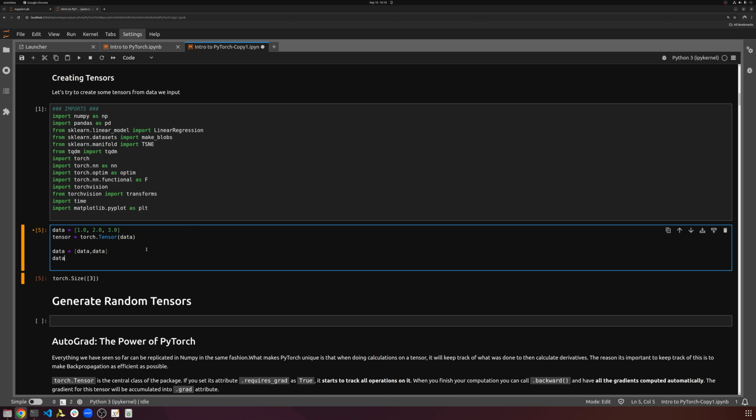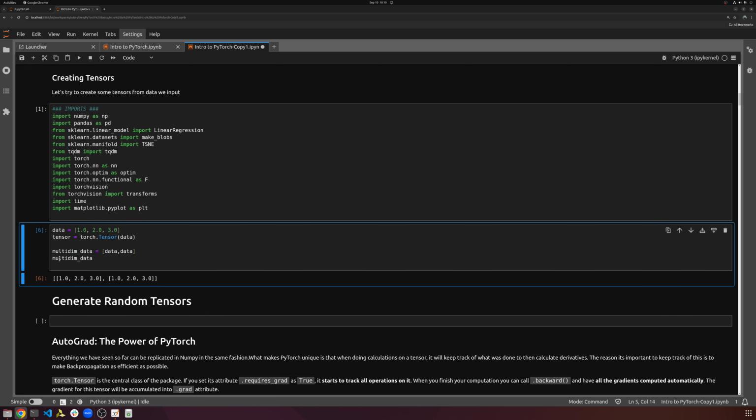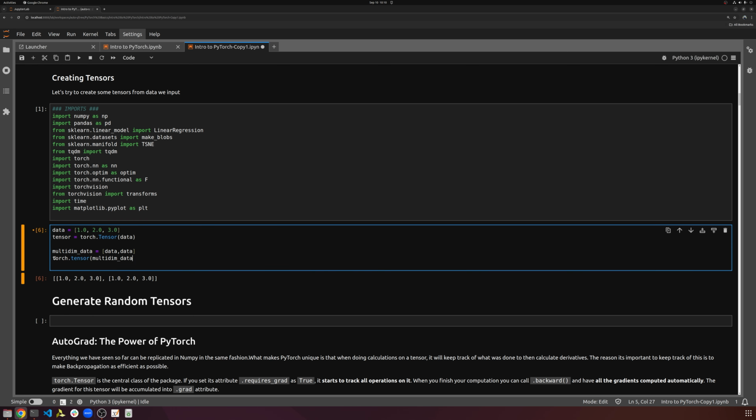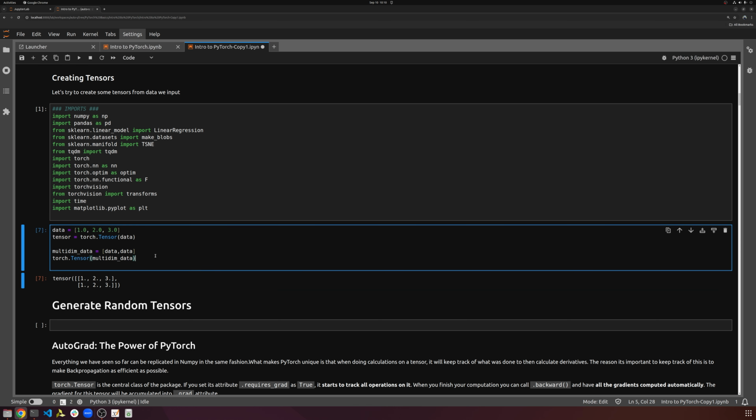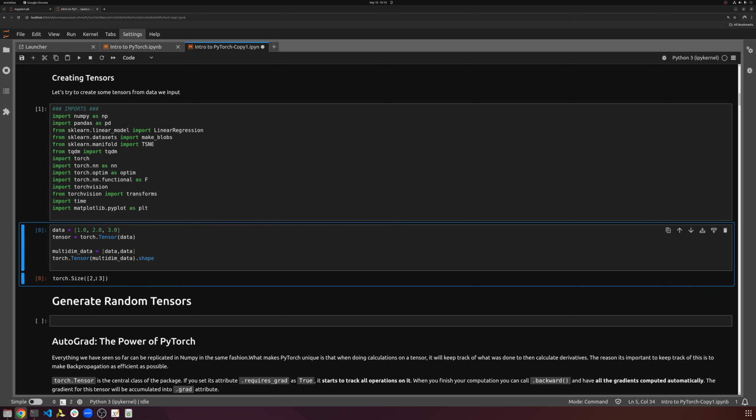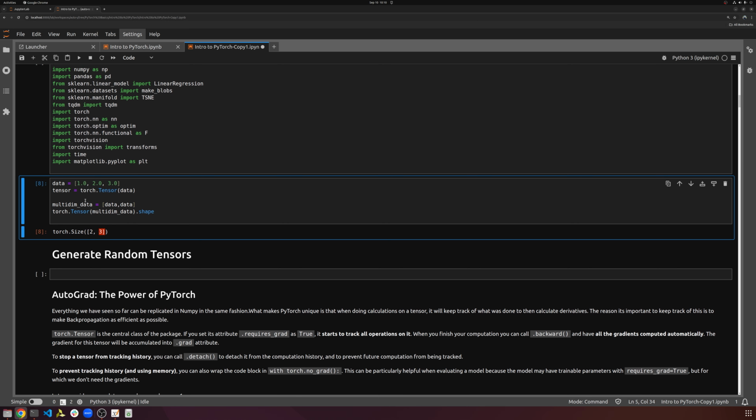So this will be, let's call this multi-dim data, right? Multi-dim data is going to be a list of lists, but if we do torch.tensor on this, and it doesn't actually matter if you do uppercase T or lowercase t, now we have a two-dimensional grid. So we have 2 rows and 3 columns. If we do .shape here, it'll say it's 2 rows and 3 columns. So that's very simple.